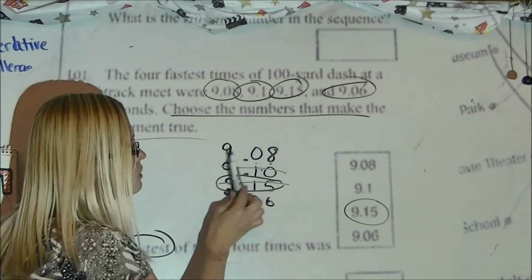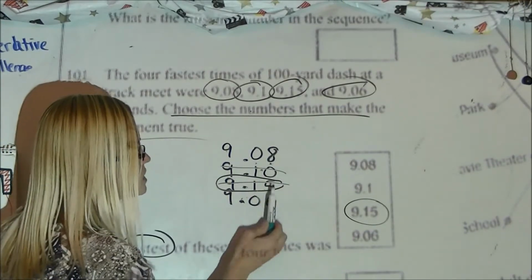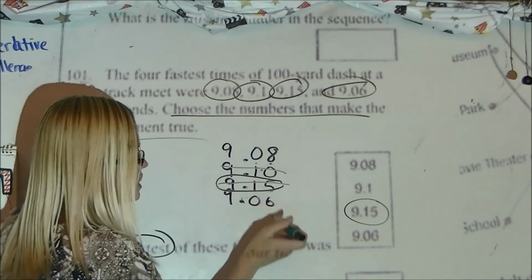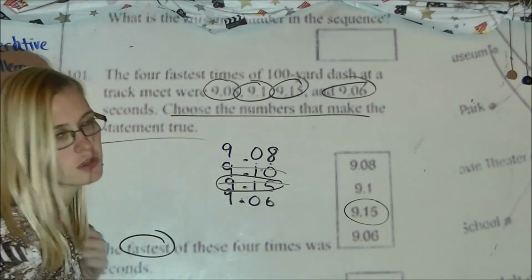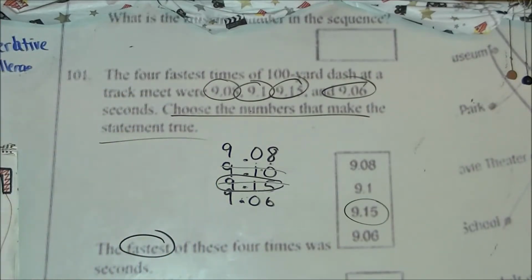And since these are both 0s, then moving on to your next digit, I have a 6 and an 8. 6 is less than 8, so that 1 at the bottom for the slowest is going to be 9 and 6 hundredths.